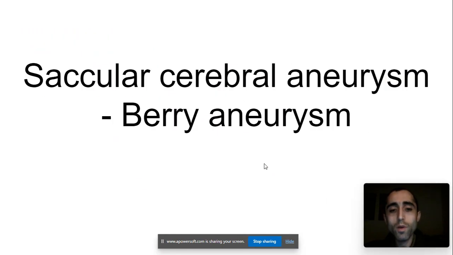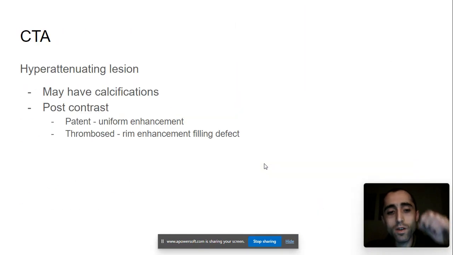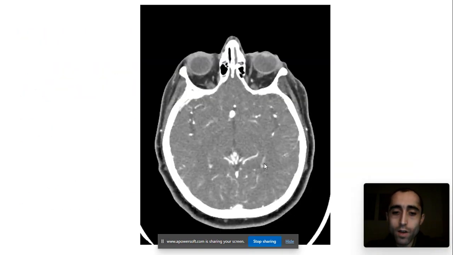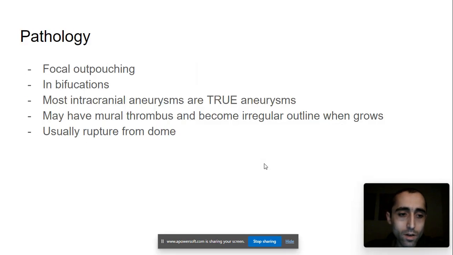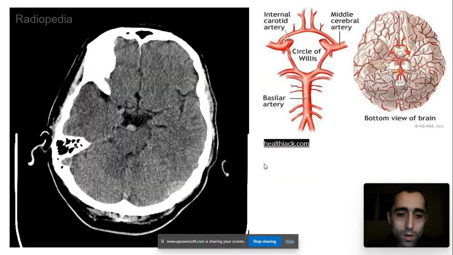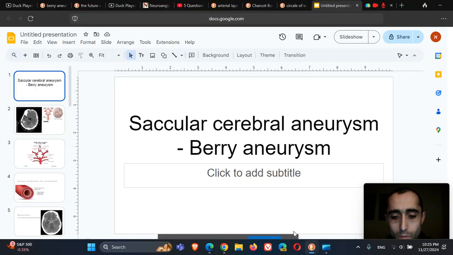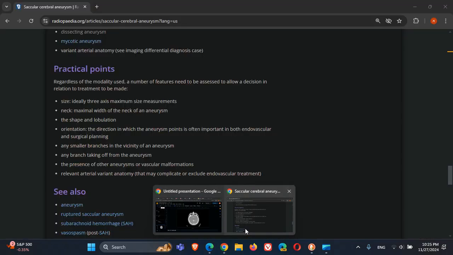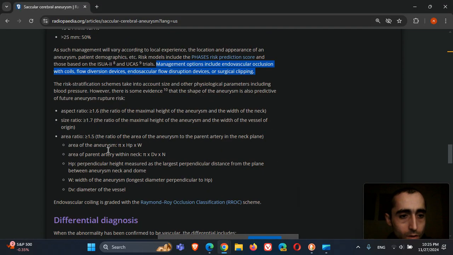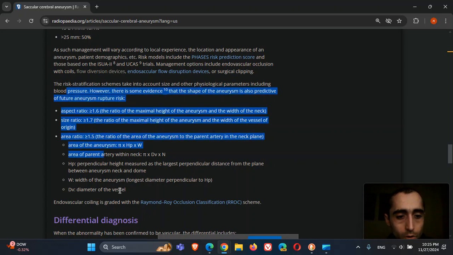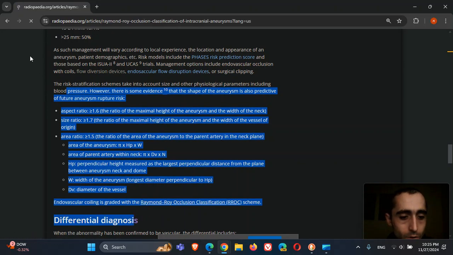And this is it about saccular cerebral aneurysm and berry aneurysms. It is not all that can be said. Also, sometimes you can measure the neck of the aneurysm and the ratios of the aneurysm, and it can help you get to decisions. I didn't talk about it, but in Radiopaedia, for example, they talk about it, and I maybe even want to show you this. You can see here that they're talking about the aspect ratio and the size ratio and the area ratio, which I didn't even talk about.